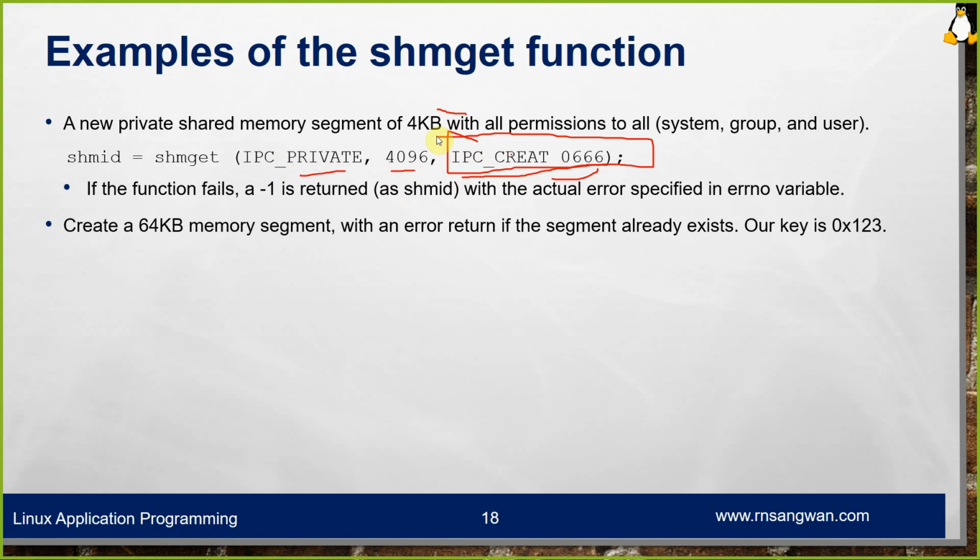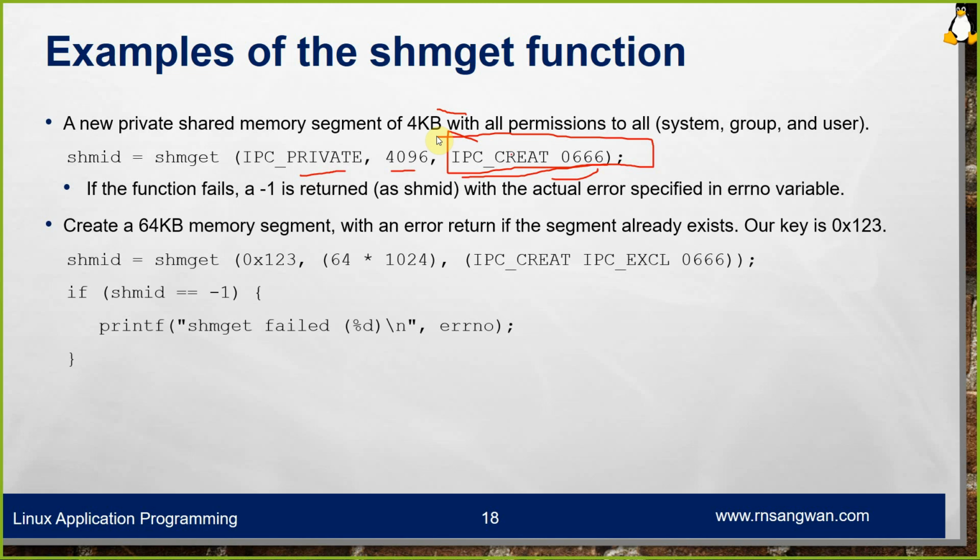Create a 64 KB memory segment with an error returned if the segment already exists. Our key is hexadecimal 123. So shmid, the value 123, 64 into 1024. So what is the learning here? You can give an expression: IPC_CREAT | IPC_EXCL. So we are providing multiple commands along with permissions. IPC_CREAT, and if the segment already exists, then fail, with this IPC_EXCL.